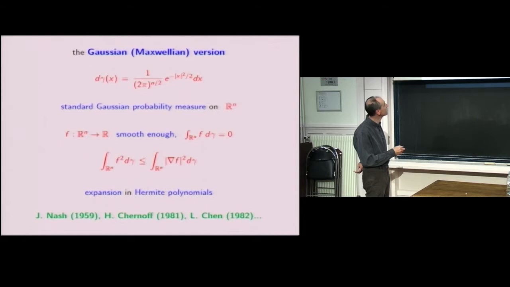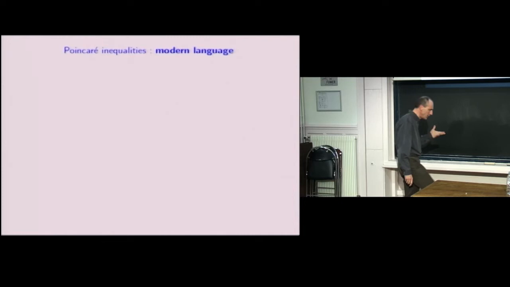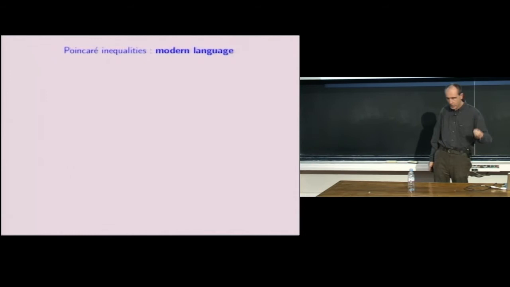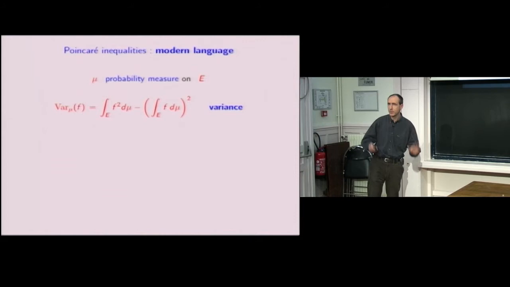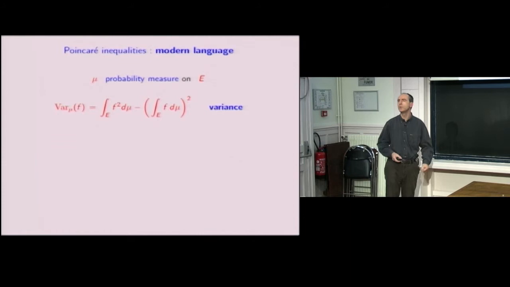So, on the basis of these early examples, let us briefly present a kind of modern language or notation to describe a Poincaré inequality. More or less, a Poincaré inequality is comparing, for functions with mean zero, the L2 norm of a function together with the L2 norm of some gradient or some energy. And one way to put this together is to say that, first of all, we consider probability measures to normalize everything. We consider then the variance of a given function f in order to take into account the mean zero condition in the Poincaré inequalities.